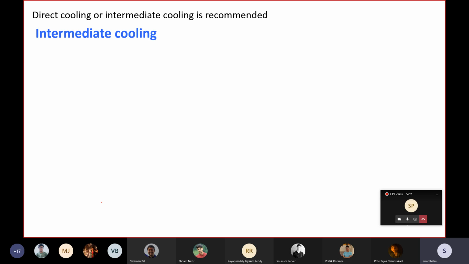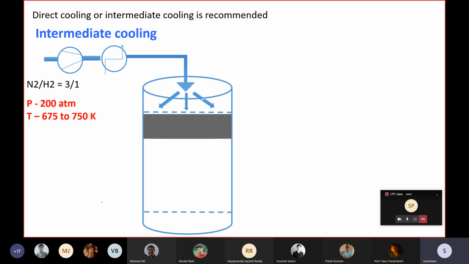So first we will see intermediate cooling. Here, as shown in the previous slide, nitrogen and hydrogen at a stoichiometric ratio are compressed, then heated to the required temperature, then supplied.